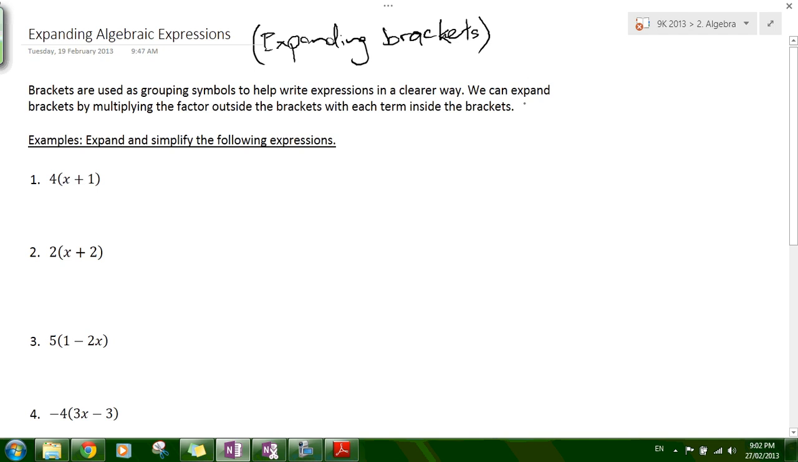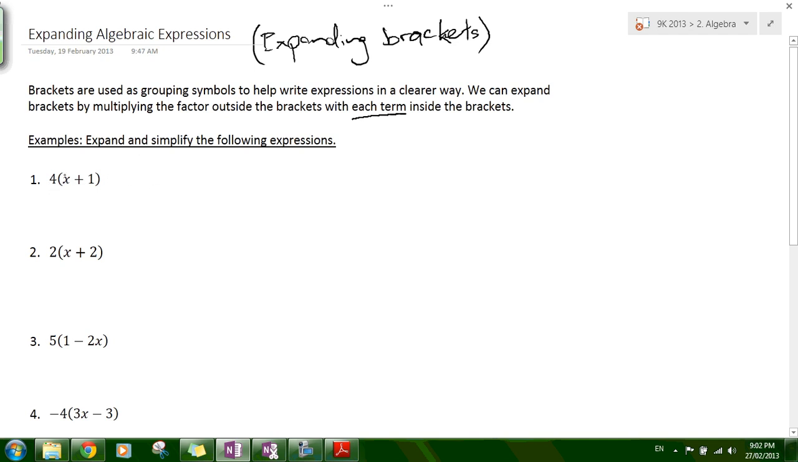What we do when we're expanding brackets is you multiply the factor or the term outside the brackets with each of the terms inside. That's an important point. You're multiplying with each term inside. Not just the first one, or not just the second one, but you have to multiply it with each of the terms inside the brackets. So we're going to have a look at a few examples.